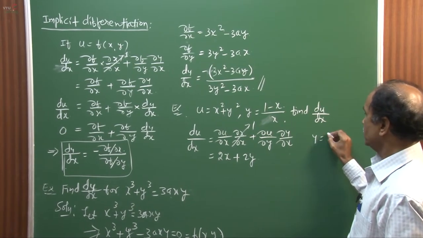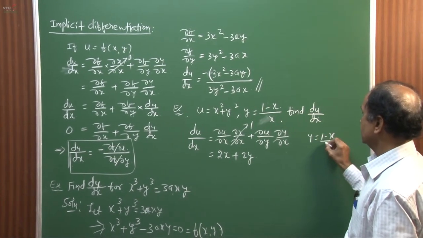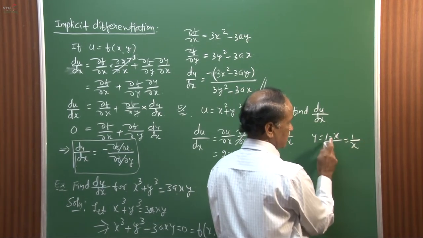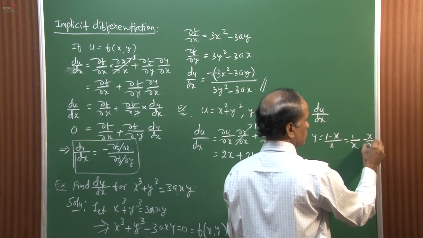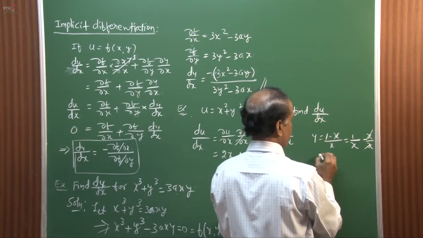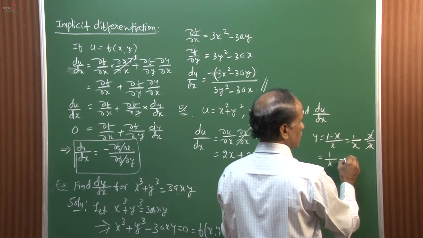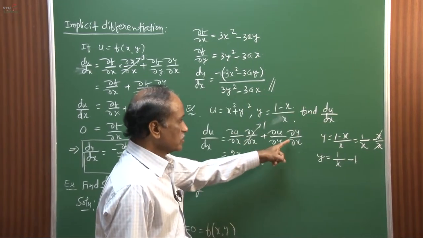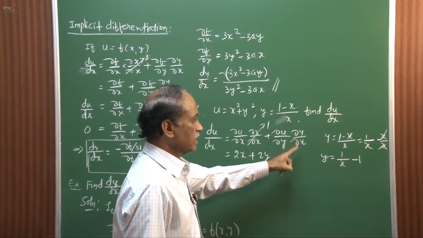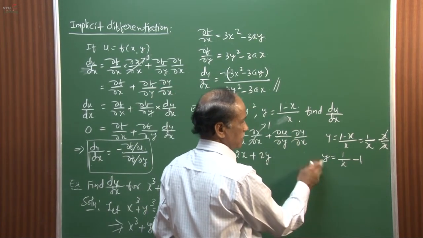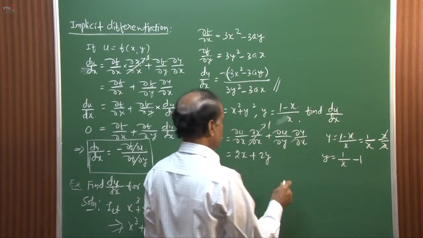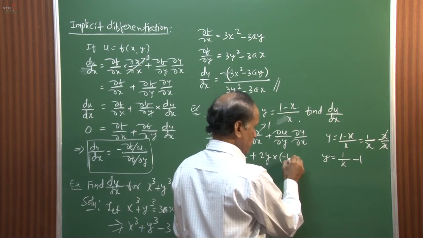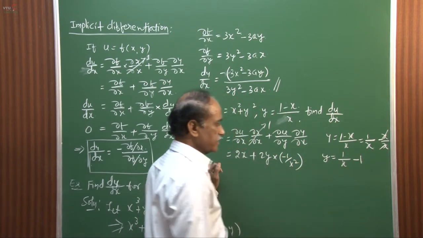What is that y? y is equal to (1 minus x) divided by x, which can be taken as 1 divided by x minus x divided by x, and this cancels. That is equal to 1 by x minus 1. This is y. So, what you have to understand? Del y by del x means this is nothing but dy by dx. What is that value? It is minus 1 by x square.